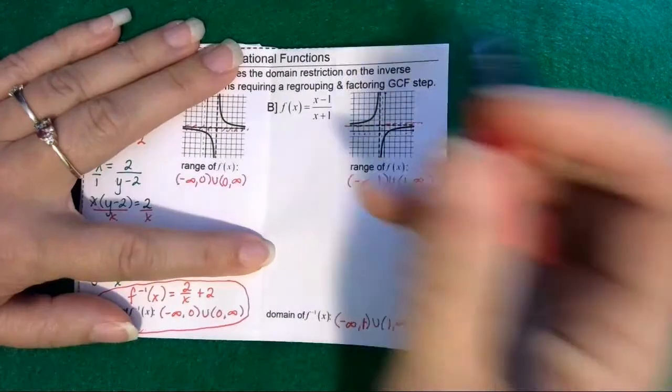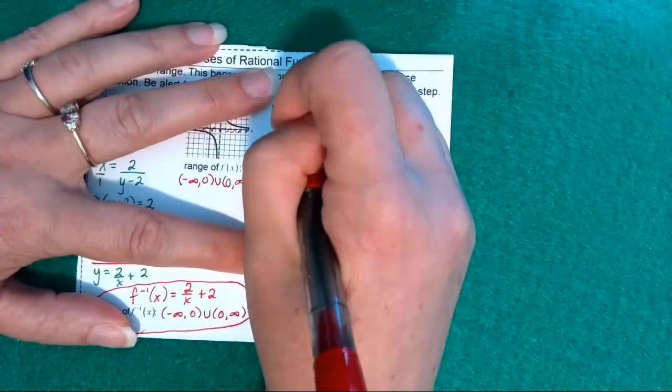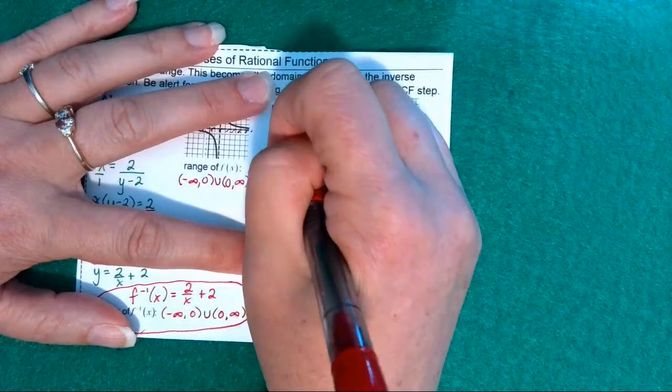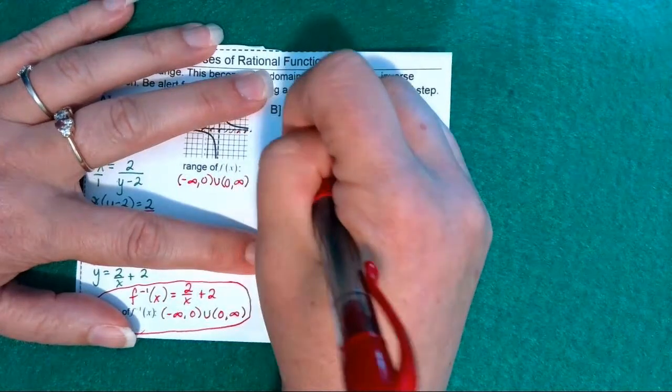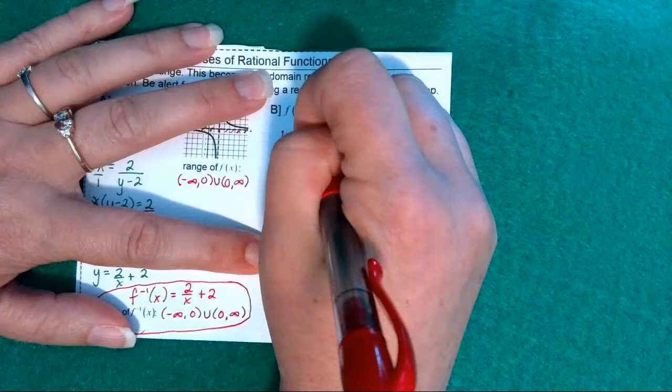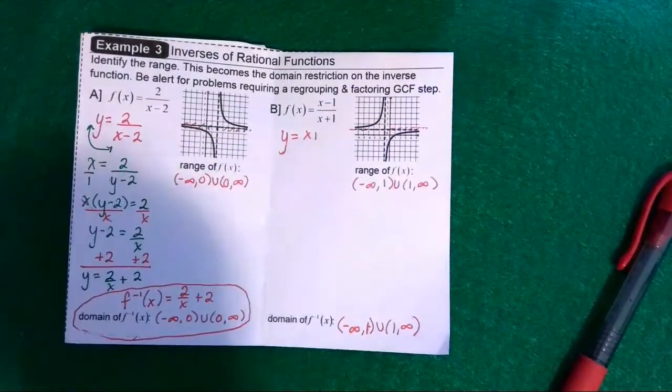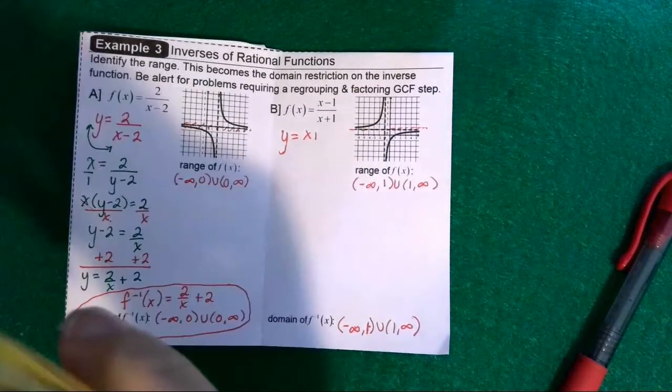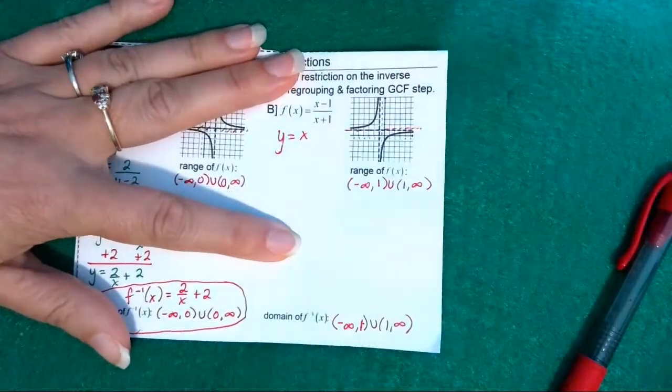Okay, then to find the equation of that inverse, I'm going to replace the inverse notation with y equals. Let me get my white out because I just made a plus there. There we go.